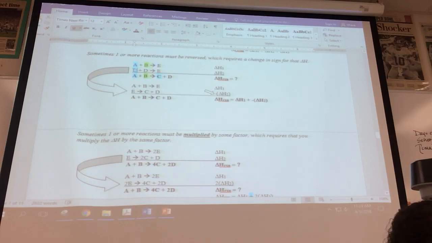And that suggests that I need to flip this equation around where product E becomes a reactant and these reactants become products. So from here to here, I have flipped this equation around, and when I flip the equation around, I change the sign of delta H. So whatever it was, we take the opposite. If it was endo, it becomes exo. If it was exo, it becomes endo.